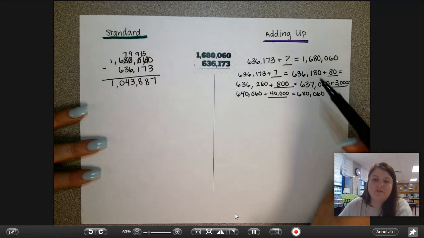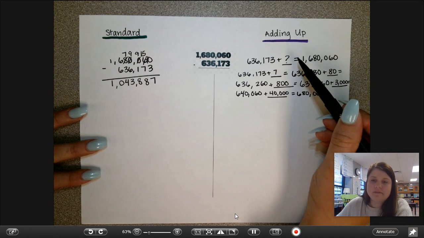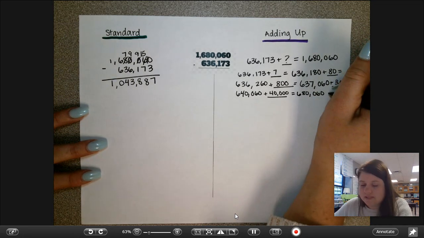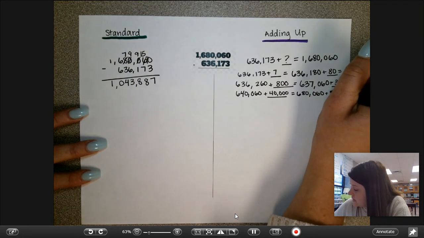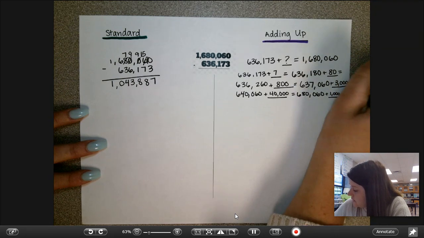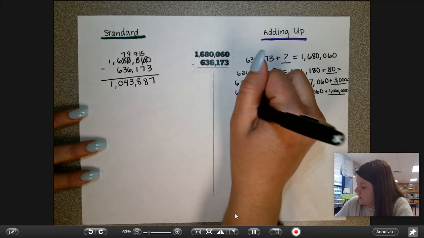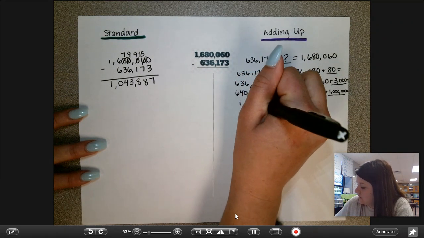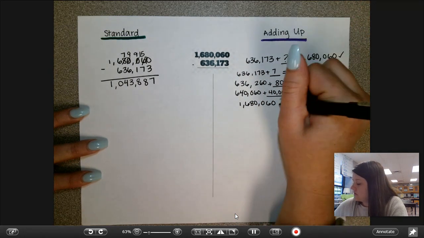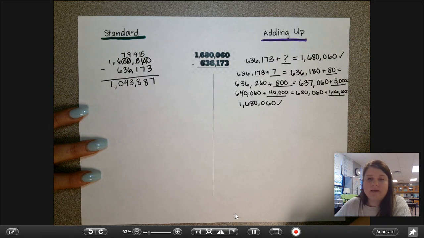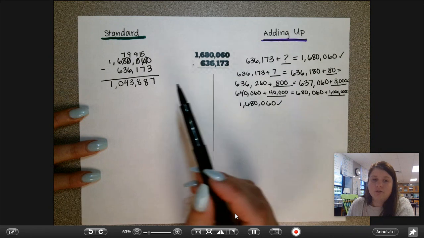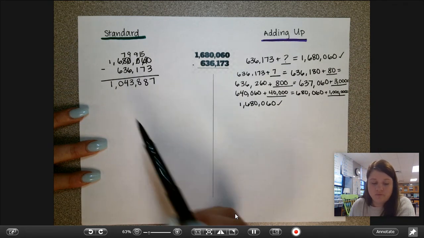So now I have to figure out how am I going to get a millions into this number. Well, all I know I need to do is add 1 million here. So I'm going to add 1 million to my number. And that's going to create a total for me of 1,680,060. Now I've created my numbers to match. So now I have to go back through and figure out what I've added together and total it all. And that answer should match the answer I got from my standard form.